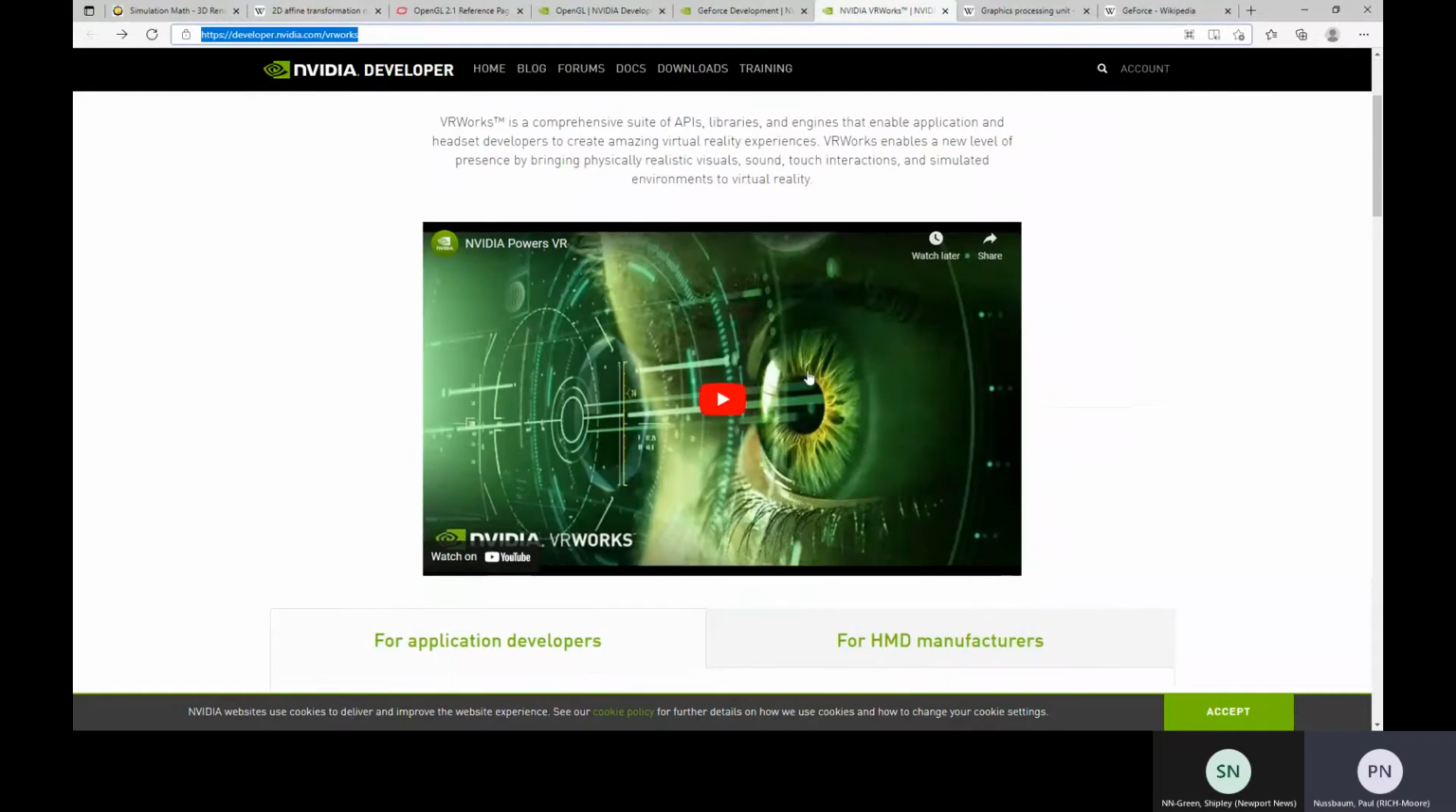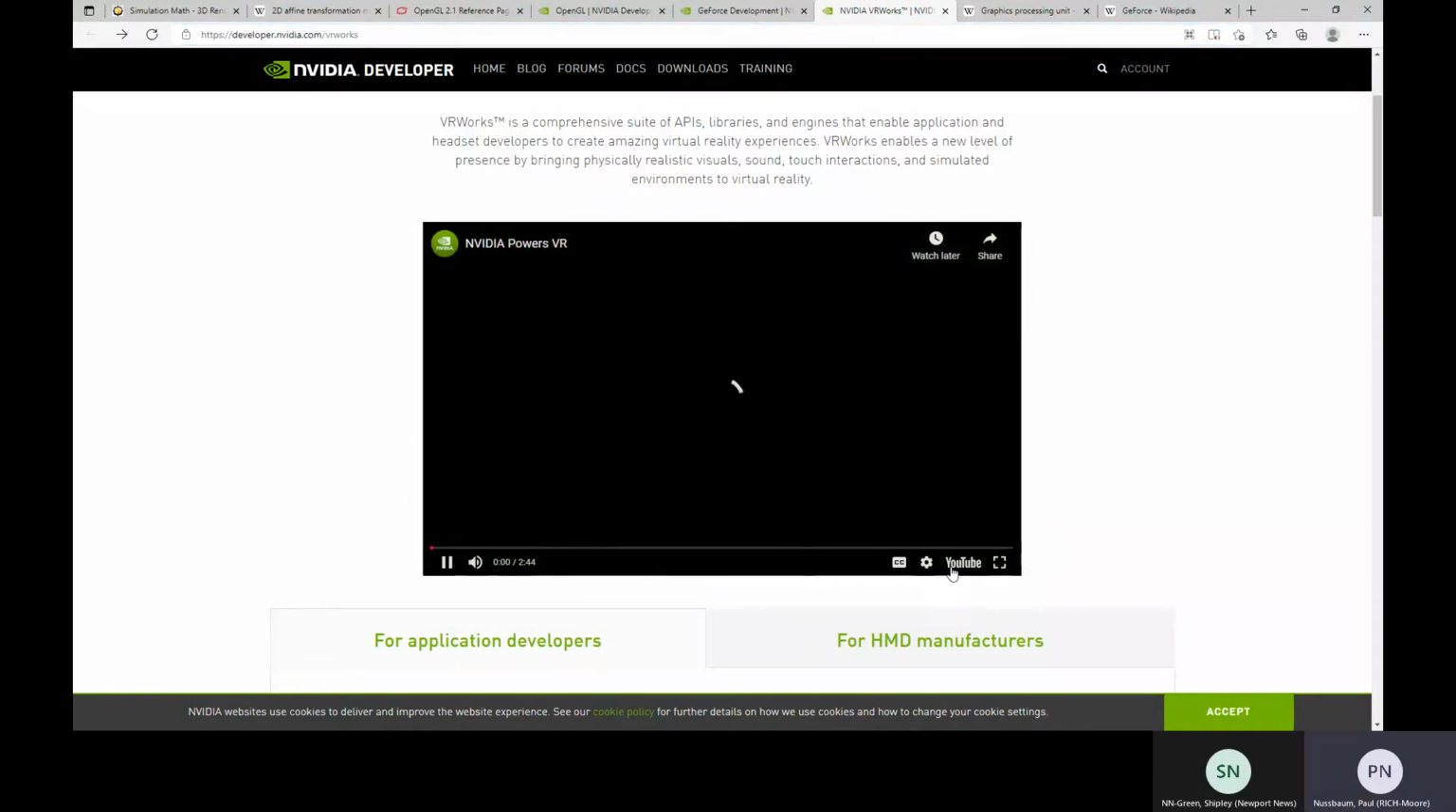So let's take a look at a short video from NVIDIA talking about what is special about virtual reality and why it is more advanced, for example, than just simple one-screen 3D rendering.